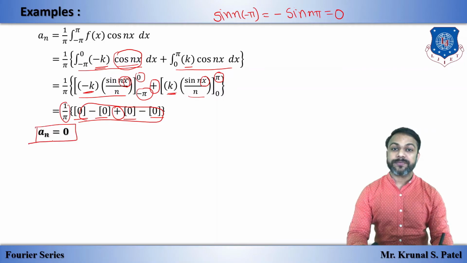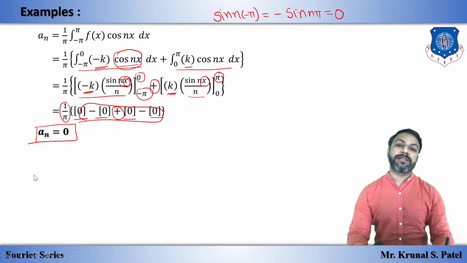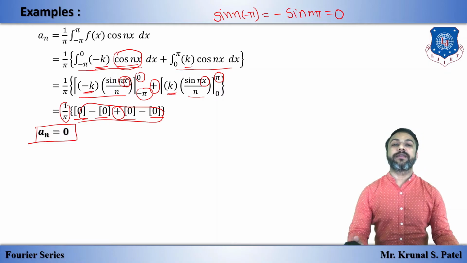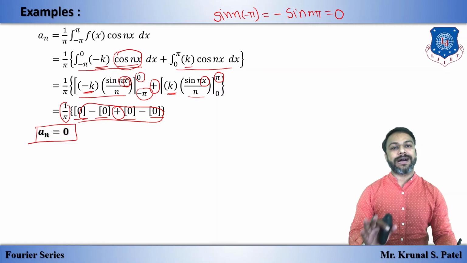Here a0 is 0, an is 0, so compulsorily bn should not be 0. Otherwise we don't get the Fourier series. So either an or bn will have some answer.